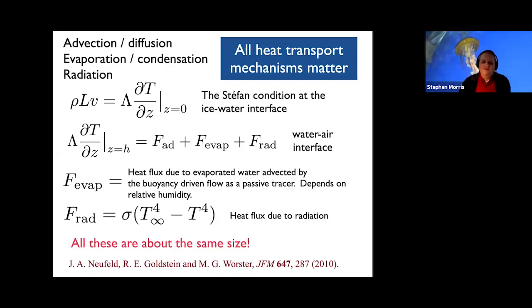At the water-ice interface, we have a thing called the Stefan condition, which just links the fact that as the ice grows, it releases latent heat, and that heat has to be transported away from the surface to maintain that rate of growth. So just for the thermal part of the problem, we have to account for all forms of heat transport in the air and for the Stefan condition on the ice-water surface.